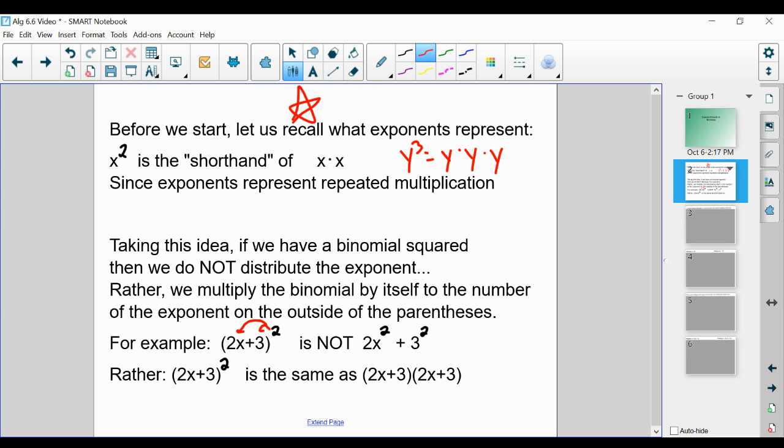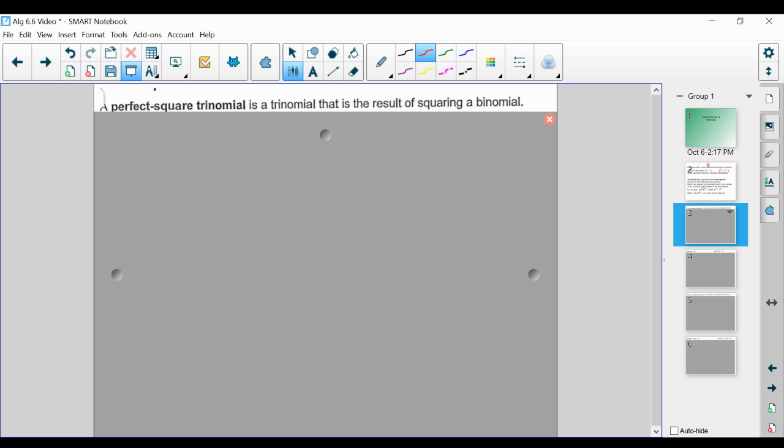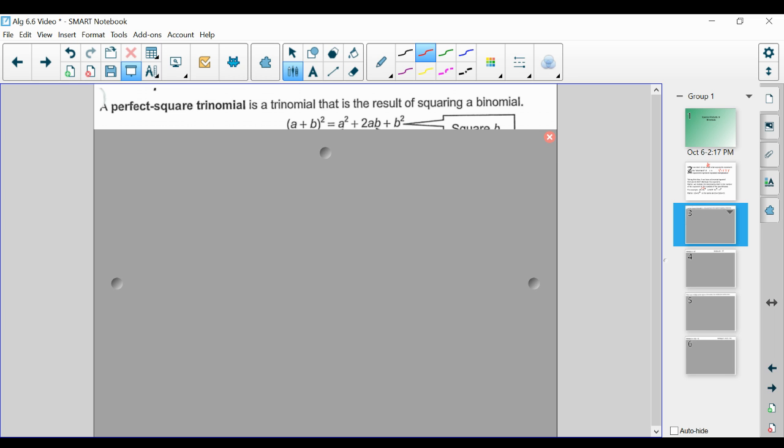So please have out your guided notes. We're going to be talking about what's called a perfect square trinomial. That's a trinomial that is the result when we square a binomial. Just like we were talking about before, that 2x plus 3 squared is going to have a special answer. So if we have a plus b, whatever a is, whatever b is, and that's all squared, our answer actually turns out to be a squared plus 2ab plus b squared. And again, this is just a shortcut here.